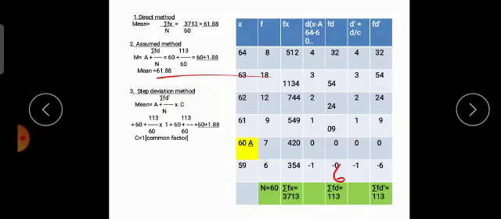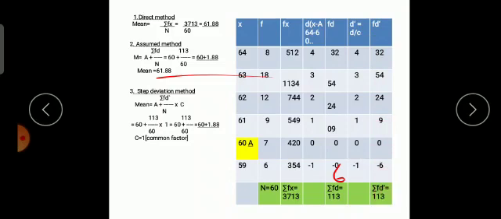Then we need the fd dash column. So what you will do? You will take the f column and the d dash column and multiply f into d dash, you get fd dash. That is 8 into 4, 32, 18 into 3, 54, 12 into 2, 24, 9 into 1, 9, 7 into 0 is 0 and 6 into minus 1 is minus 6. When you add the fd dash column, you are getting summation fd dash, that is 113.